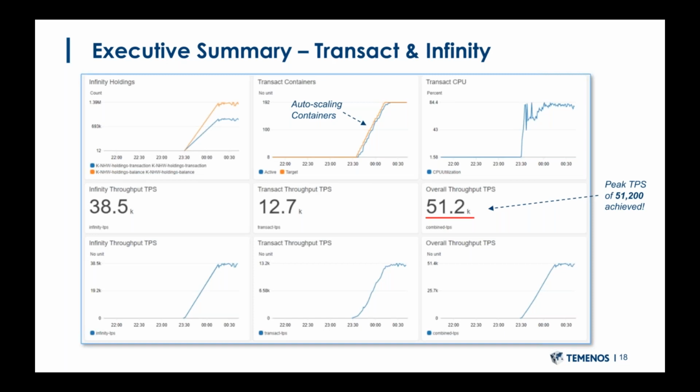We were able to push the Transact CPU up, top right hand box, and every time we pushed it up, obviously it would auto scale the next container. As you can see, every container has to scale linearly, otherwise they won't start the second and third and fourth. So the throughput TPS for Infinity on the bottom left, 38,000 inquiries per second. This is being hit through Lambda functions, and then you have the TPS for Transact itself.